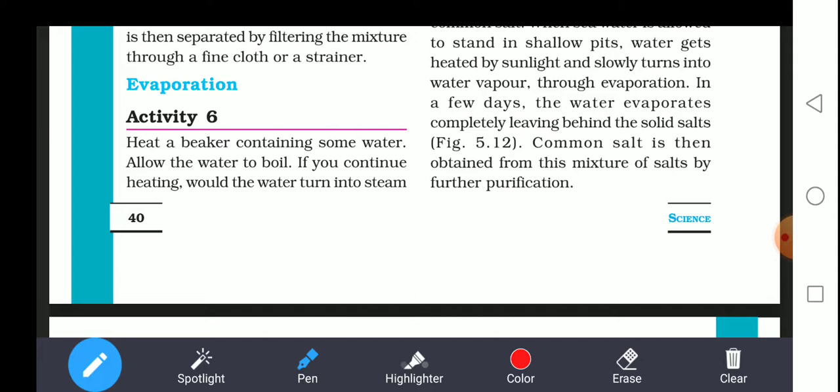We'll study the definition of evaporation. Activity 6 is about evaporation, how you separate a substance from a mixture by evaporating. Take a beaker containing some water. This is a beaker containing water.